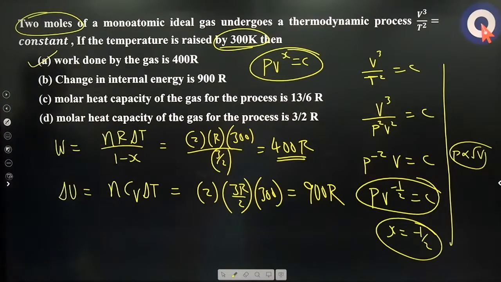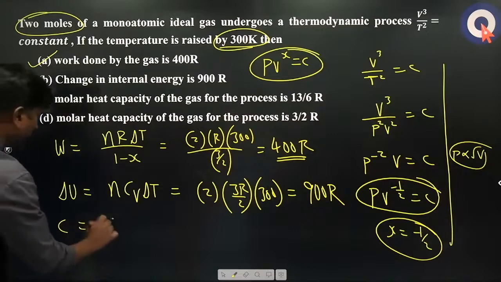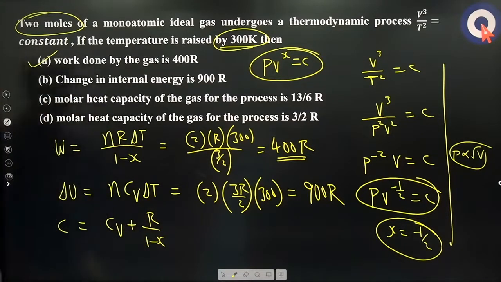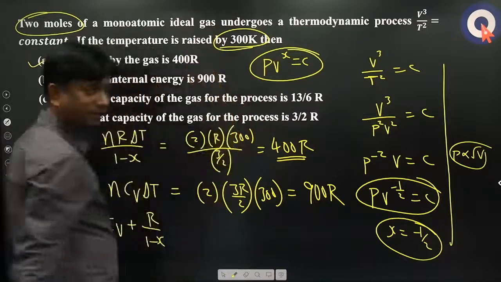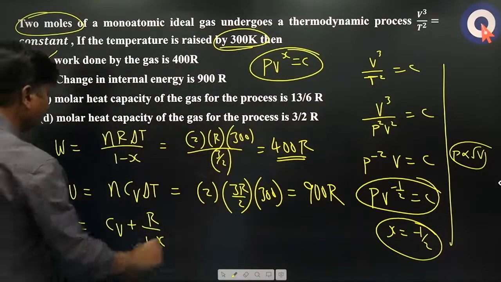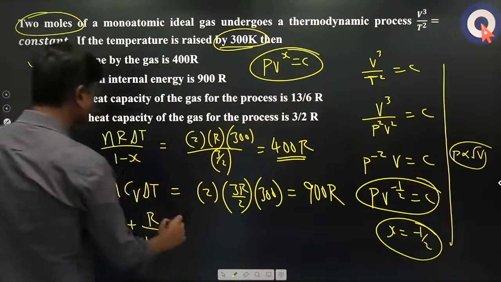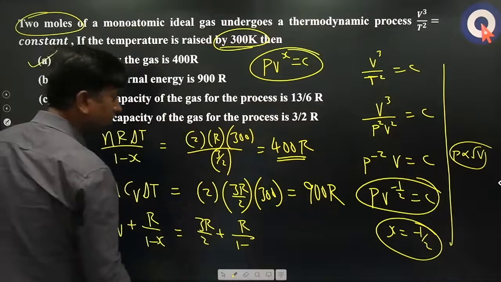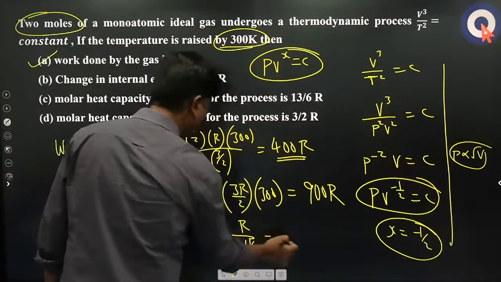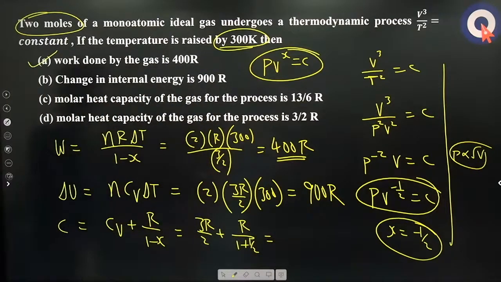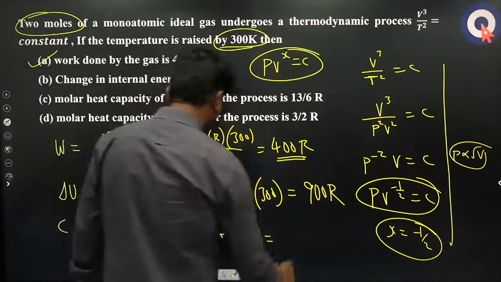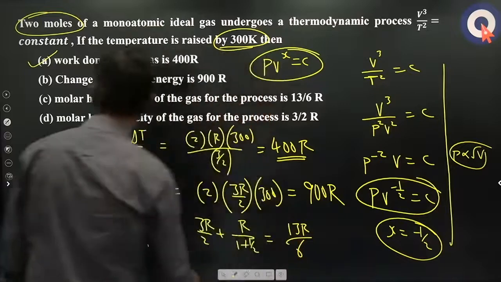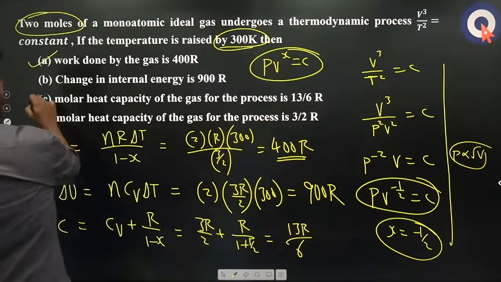They are not asking Q. Molar specific heat they are asking. Yes, molar specific heat is always given by CV plus R by 1 minus x for any process which is represented like this, PV power x equal to constant. So what is CV value for monatomic? 3R by 2 plus R by 1 minus x, x is minus 1 by 2, okay, 3 by 2 plus 2 by 3, that is 13 R by 6. 13 R by 6 is correct.